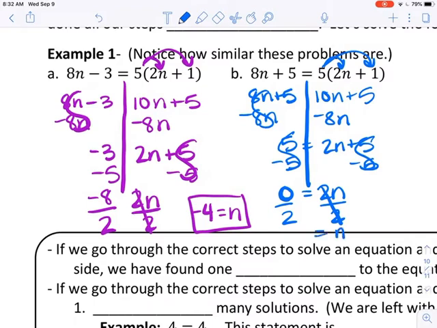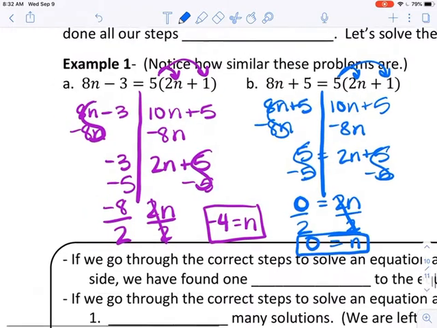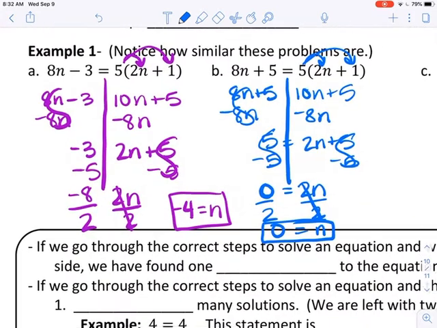This is n, but 0 divided by 2: let's say you have 0 cookies and you have 2 friends, and you're dividing your 0 cookies among 2 friends. How many cookies does each friend get? They still get 0. If you have nothing and you share it, you still have nothing. So our answer is that n equals 0. So this problem does have an answer. You do know how to solve it. Just remember that when things cancel, if there's nothing left on that side, write 0.